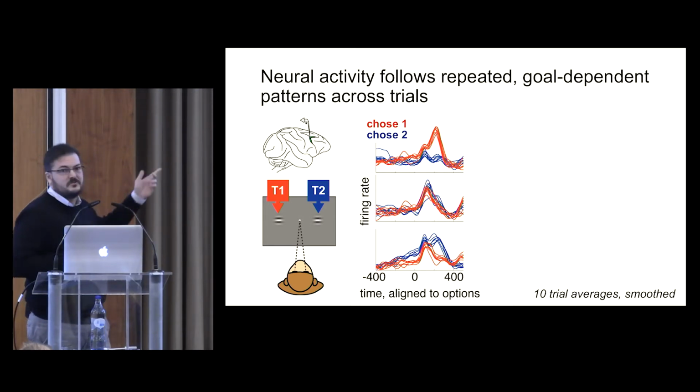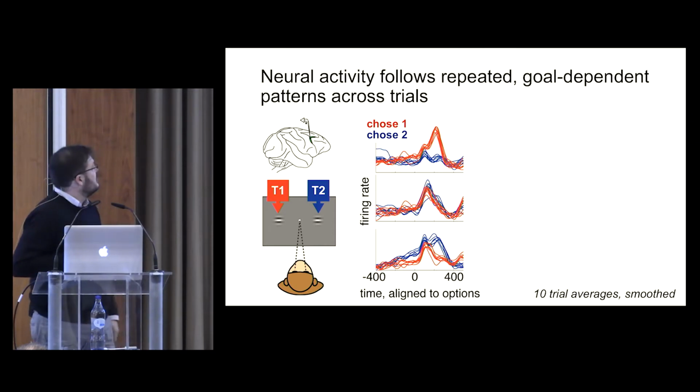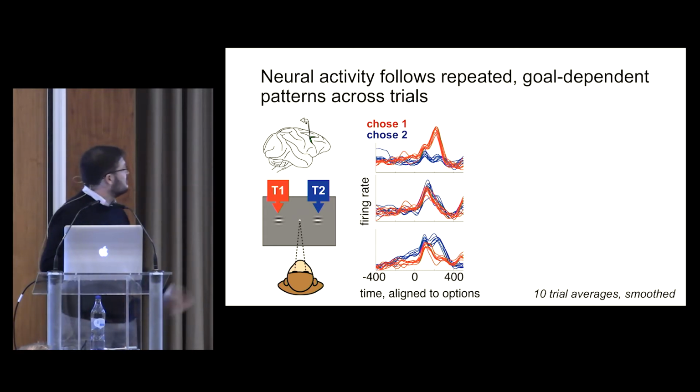So here I'm illustrating a bunch of traces that I recorded from the frontal eye fields of a rhesus macaque. This is a region that's involved in decision-making and sensorimotor control. For these traces, the task that the monkey had was very simple, just choose left or right. I've colored the traces based on whether the monkey ultimately chose the target on the left or the right. And you can see that you get these tight, repeated patterns of firing rate across session or trial averaged traces.